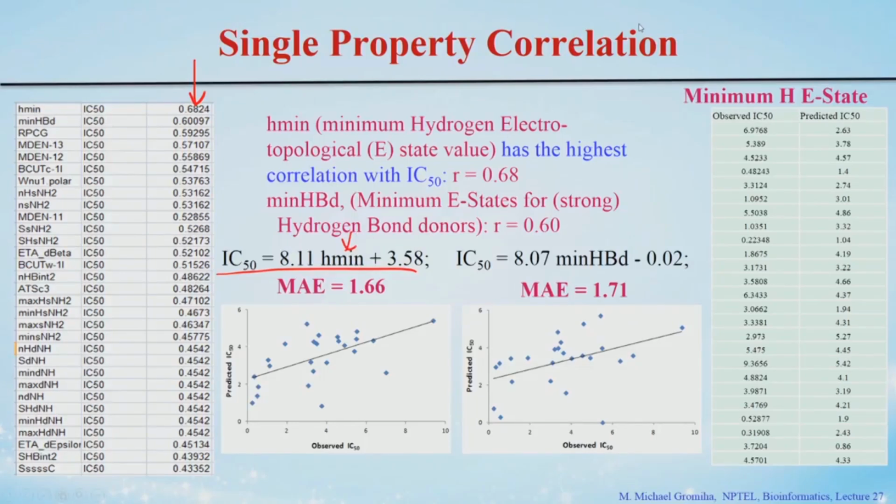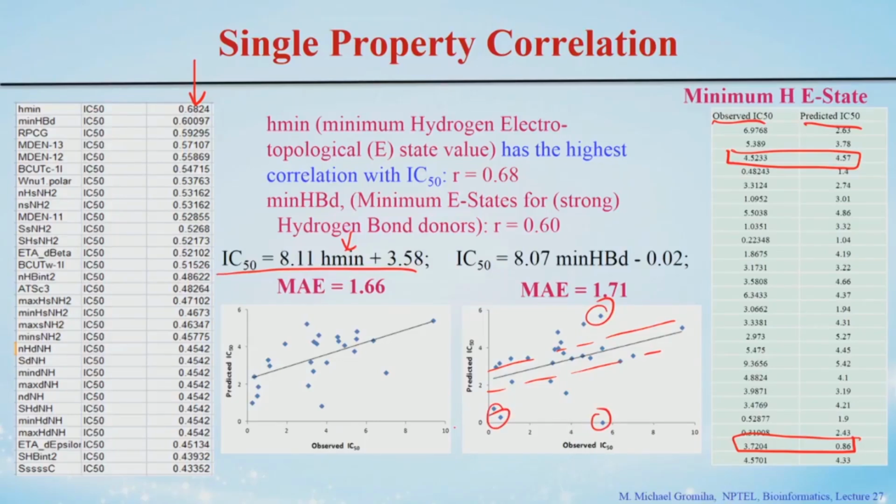Here I show the observed IC50 and the predicted IC50. Some of them have a good relationship, like this one, which has a good agreement, and in some cases it is not very good. For example, in this case it is not able to predict well, because the actual experimental value is 3.7 and the predicted one is just 0.8. You can see several cases which are very close to this line, but some of them are very far. These are outliers, not able to fit with the particular property.